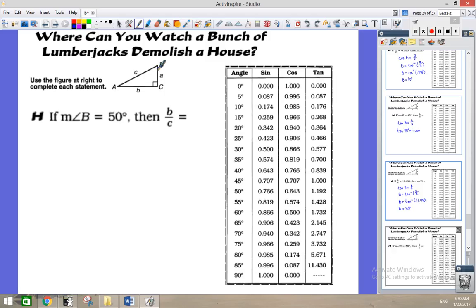The angle B and B over C, with respect to angle B, is the opposite leg over the hypotenuse. That's the sine. The sine of angle B is equal to B over C. So it gives me B and it asks for B over C. It provides the angle measure of 50 degrees, and it says, well, if angle B is 50 degrees, what is this ratio? And I can use the table to give you that ratio in the form of a decimal. So I can come up to 50 degrees, and the sine is the first column. So if you take B divided by C, you will get 0.766.